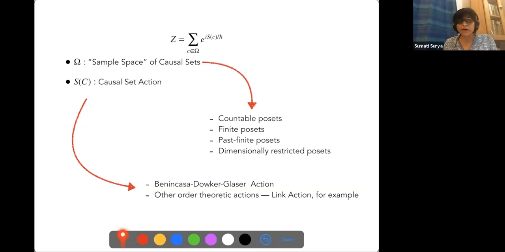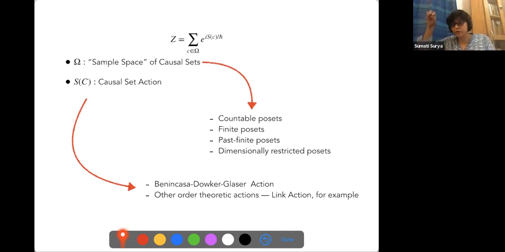So if I write down the partition function for causal set theory, I'm summing over all possible causal sets over some sample space of causal sets. I could pick that to be the set of all countable posets, or I could fix it to be the set of all finite posets. And of course, in the limit of n becoming very large, it will go over to the set of countable posets. I could consider sparse finite posets, which is what I would do in the sequential growth paradigm.